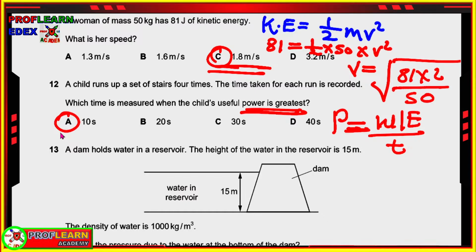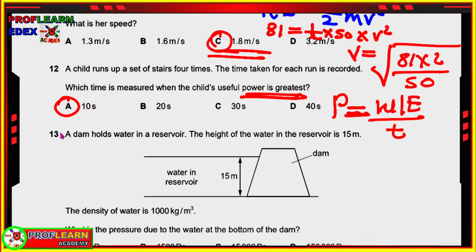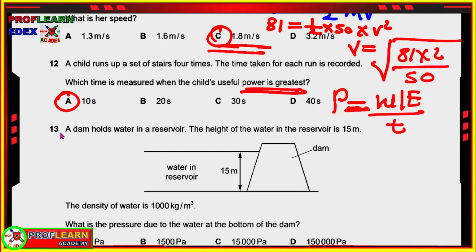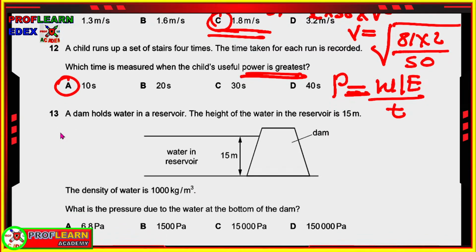Because if you use 20, you use 30, you use 40, the power will be lower. For you to have greatest power, you need least time.